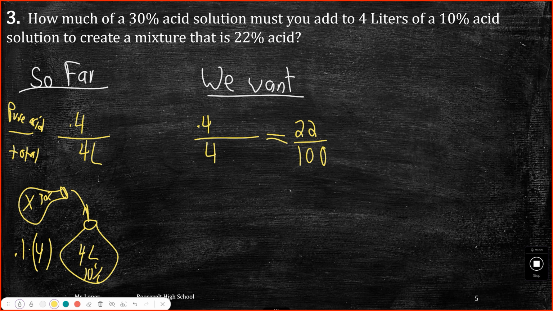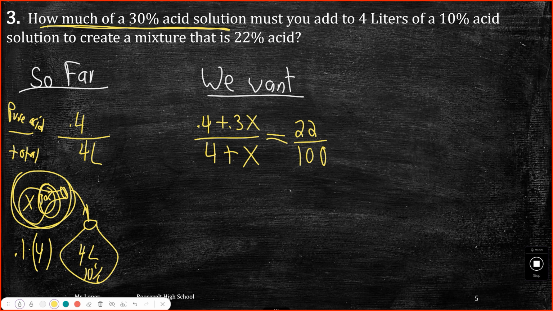All right. So we're going to add this right here. We're going to add an X amount of it. But it is not pure acid. So we want to know what would be that is pure acid. How do I write that down up here? What's 30% in decimal again? 0.3 what? So we're going to put plus 0.3 X.